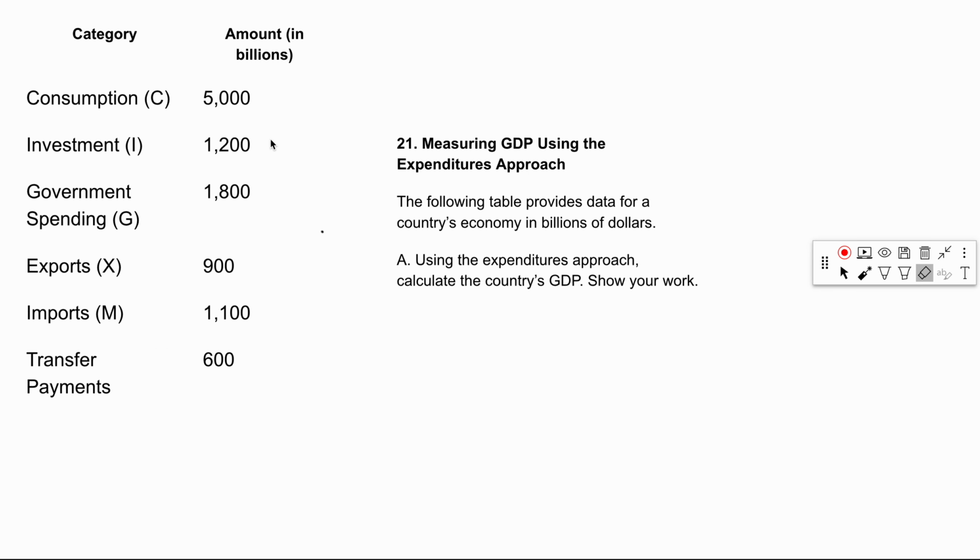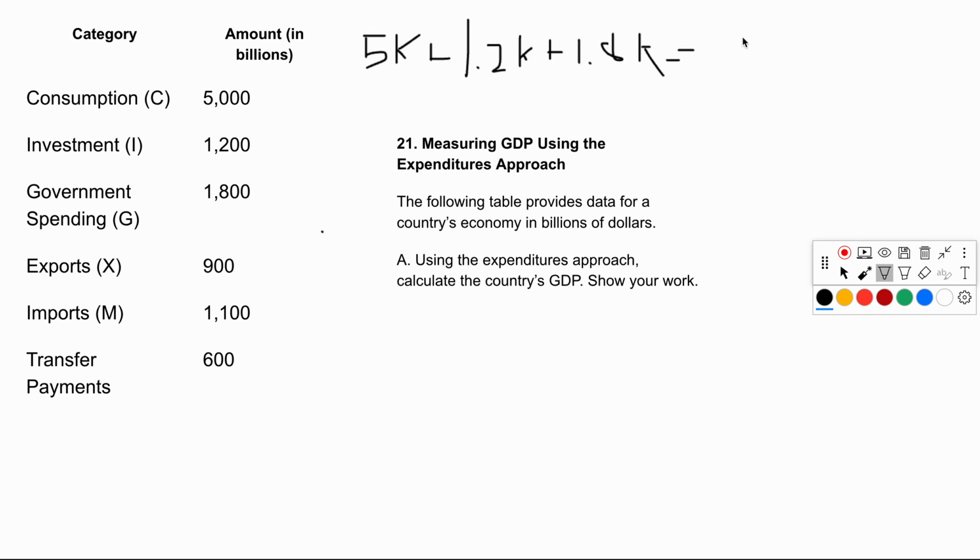So let's do a practice problem. The following table provides data for a country's economy in billions of dollars. Using the expenditure approach, calculate the country's GDP. So this part's easy. We know C plus I plus G. So let's add those up. 5,000, I'll just abbreviate 5K, plus 1.2K, plus 1.8K. And in total, that's 8,000 or 8 trillion. So remember, it's in billions, so it's still 8 trillion.